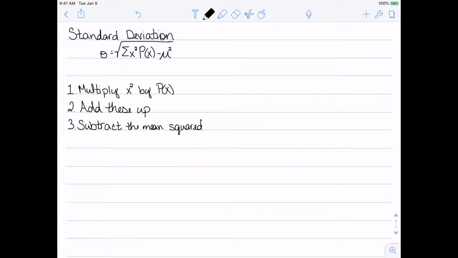Step 3, we need to subtract the mean squared. So we do need the mean to find the standard deviation. We square it and subtract it from this sum we just found. And then finally, we take the square root.